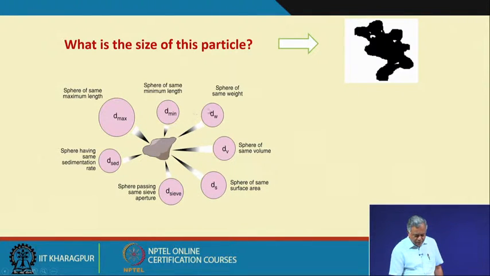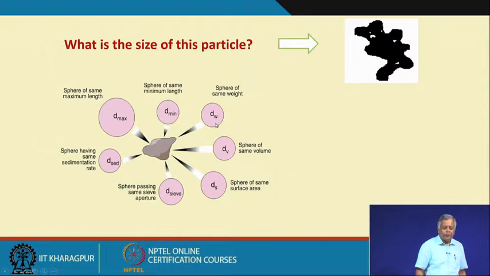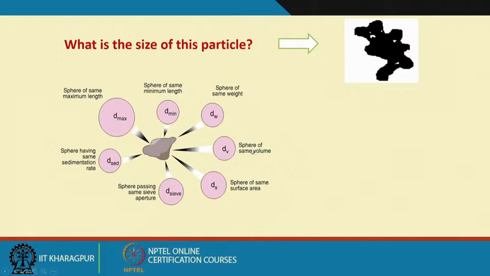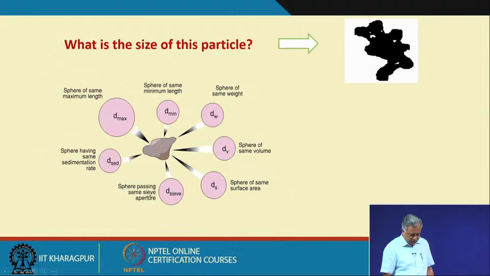Sometimes it is called the sphere of same minimum length. That means, what is the minimum length of this particle, and the sphere of that dimension. So I imagine a spherical particle with the minimum dimension of this one. Then there is the sphere of same weight. We are always trying to define the size in relation to a known shape, where we need only one attribute, the diameter or radius. Normally this is the diameter. So: sphere of same weight, sphere of same volume, sphere of same surface area, sphere passing the same sieve aperture, which I will elaborate more, and then sphere having the same sedimentation rate.